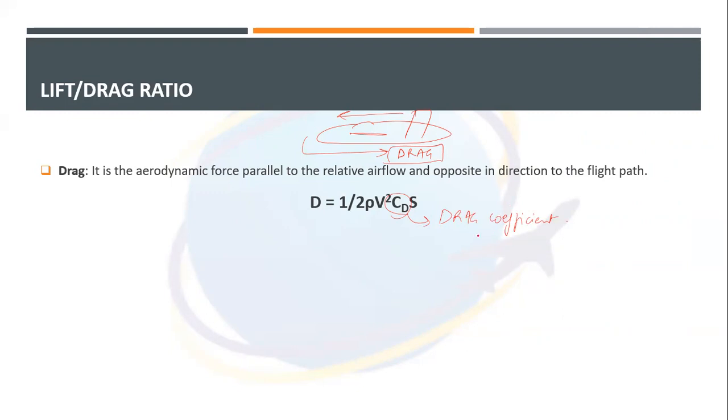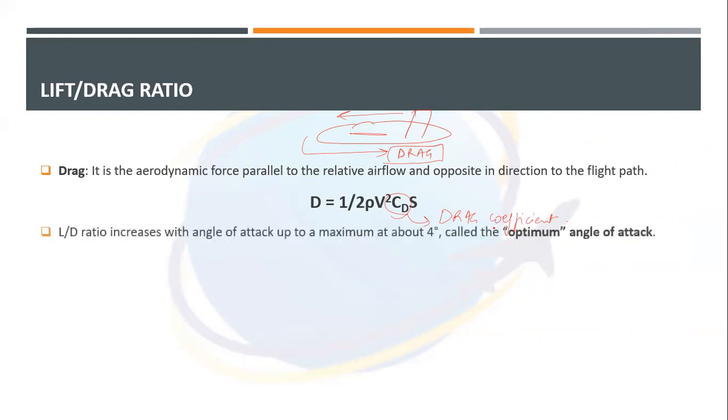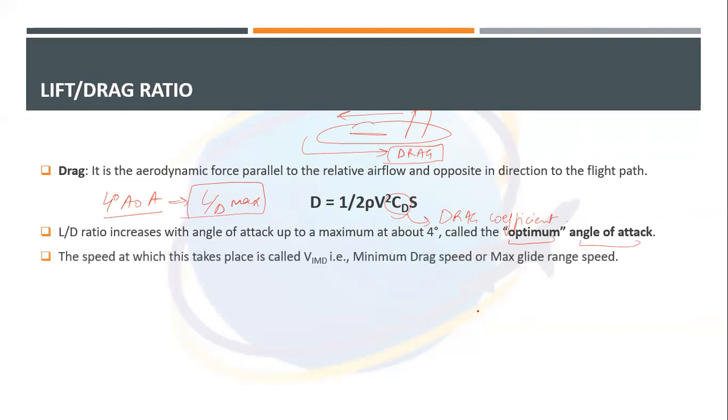Why do we need to discuss this? Because we will be discussing the L by D ratio, and that is very important for aerodynamic efficiency. L by D ratio increases with the angle of attack up to the maximum level at 4 degrees. So at your 4-degree angle of attack, you will have L by D max. This is also known as the optimum angle of attack. The speed at which L by D max takes place is known as minimum drag speed. After this point, your drag will shoot up, and when the drag shoots up, the L by D will reduce.